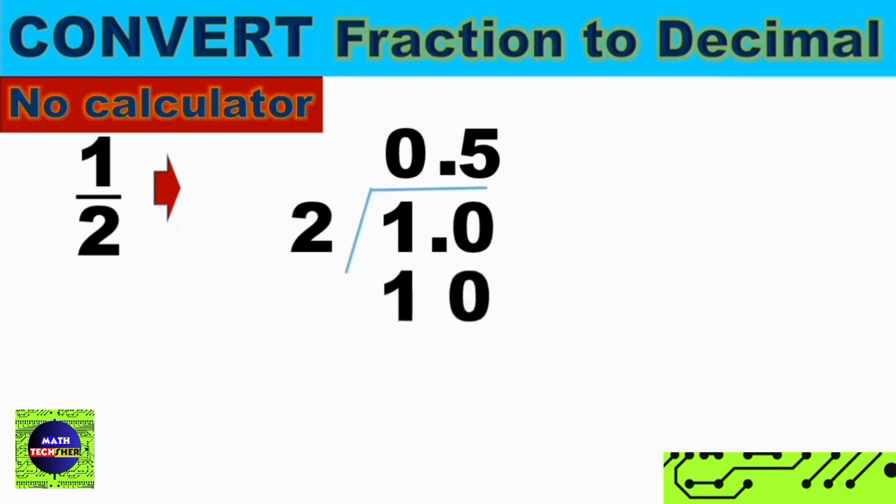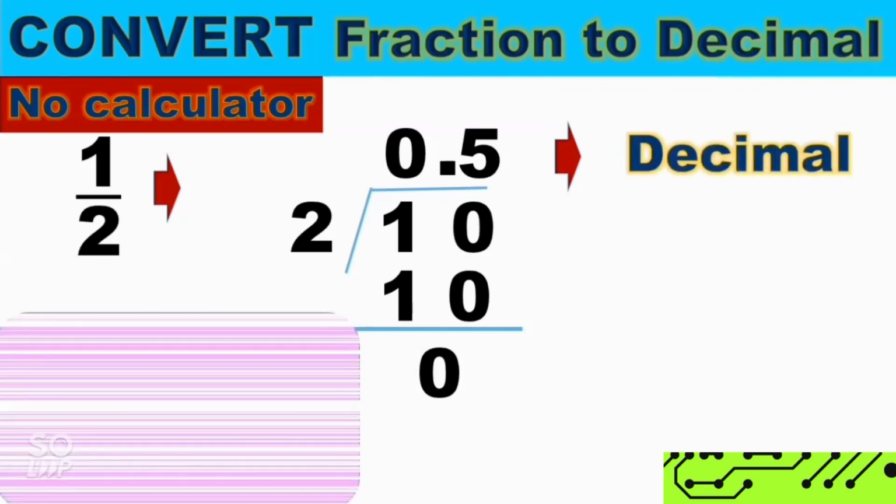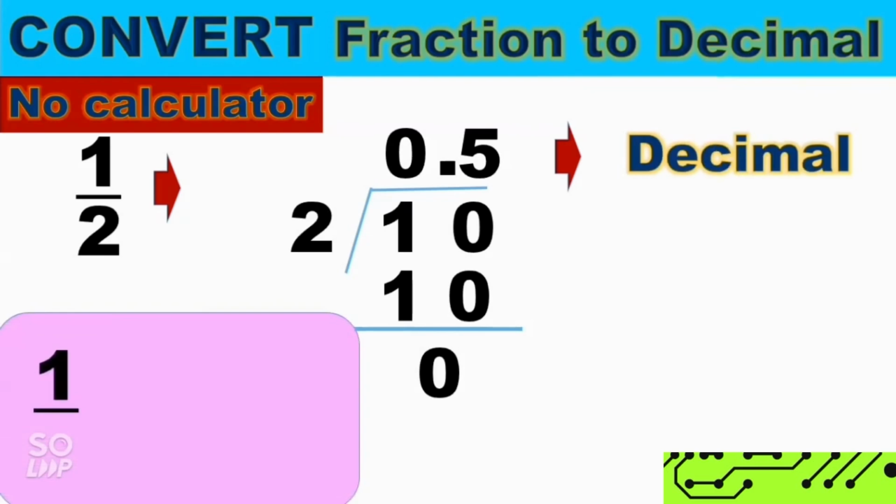And then 5 times 2 is equal to 10. Okay, then 10 minus 10 is equal to 0. Then now our quotient is 0.5, that is what we call the decimal. Okay, again, 1/2 is equivalent to 0.5 in decimal.